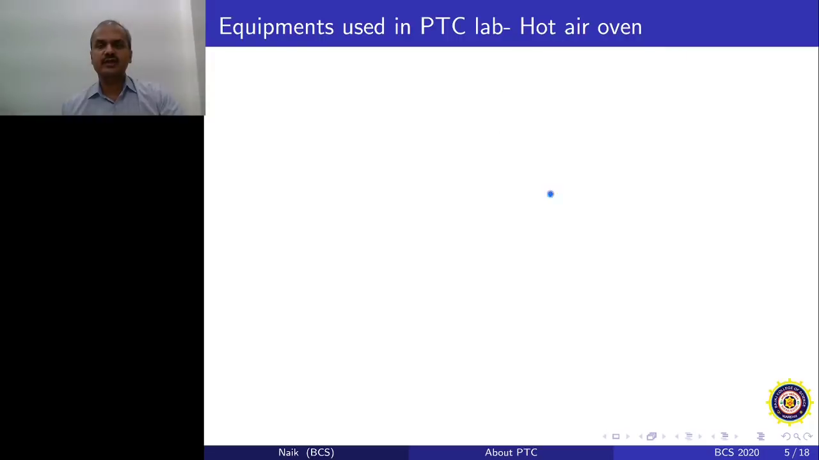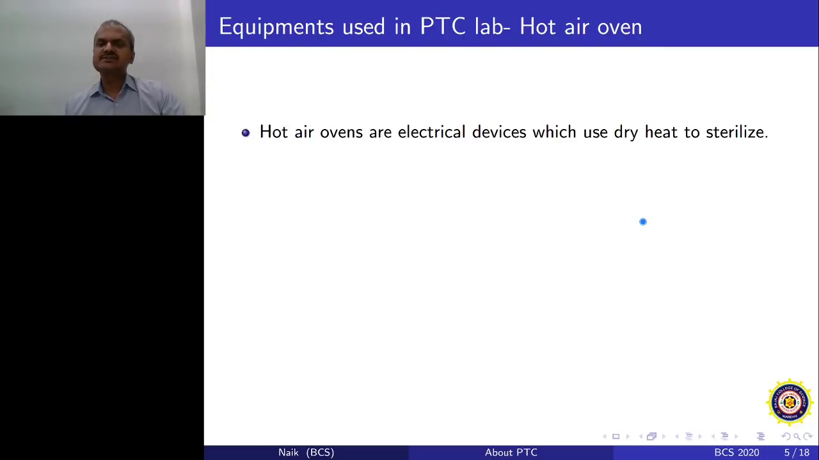The first one is the hot air oven. And what is this hot air oven? Hot air ovens are electrical devices which use dry heat to sterilize. Okay, so it basically releases a dry heat, and that dry heat you can keep at 100 degrees Celsius, 80 degrees Celsius, and that should be able to do a dry sterilization. Dry sterilization is generally done with those items which should be able to sustain that dry heat.